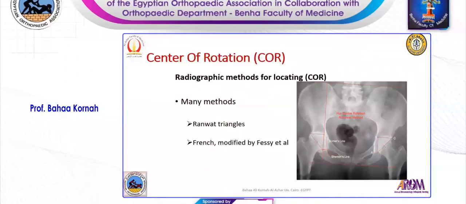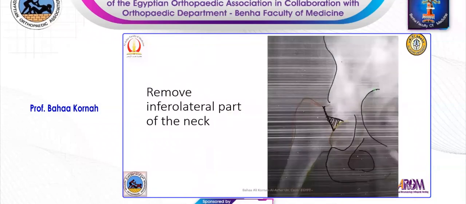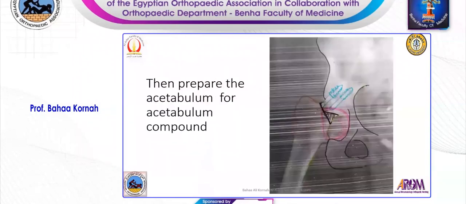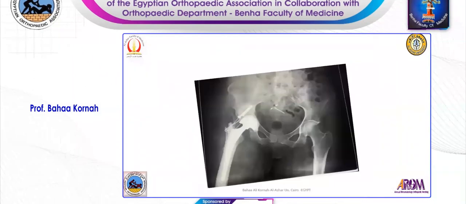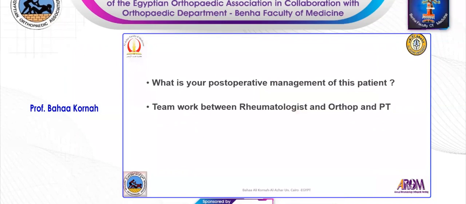So the center of rotation, the core, has been identified. And so we did an osteotomy at the base of the neck. Then we removed the inferior part of the neck. The head is secured by screws to stabilize and help in fusion. Then preparing the acetabulum for the acetabular component. And this is her post-operative X-ray. This is the AP for this patient. So what is the post-operative management? It is teamwork between the rheumatologist, orthopedic surgeon and physiotherapist.